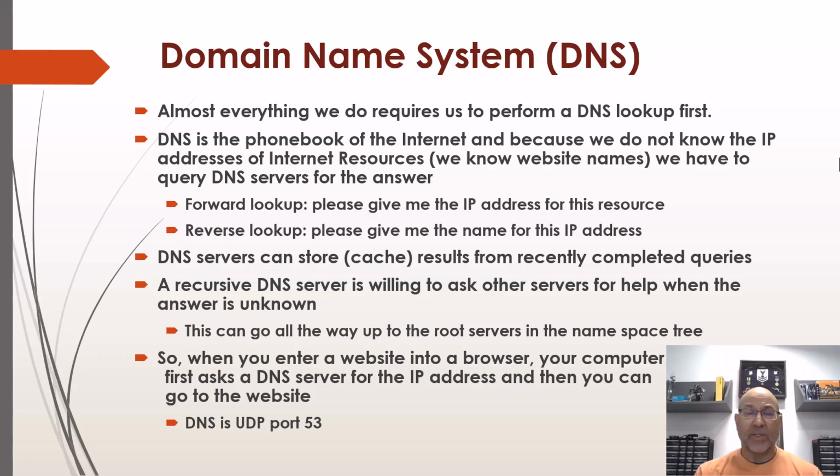Now the DNS server has two basic forms of lookup that it does. If you say, here's this website, can you give me the IP address? That's what we call a forward lookup. If you do the opposite, then you say, I already know the IP address. What's the name of this thing? That's a reverse lookup. Now, DNS servers can store or cache results for recently completed queries. So there's a periodicity or a time associated with each lookup. And a server can hang on to this and say, look, you just asked me that already. I stored the information so I don't have to find out.